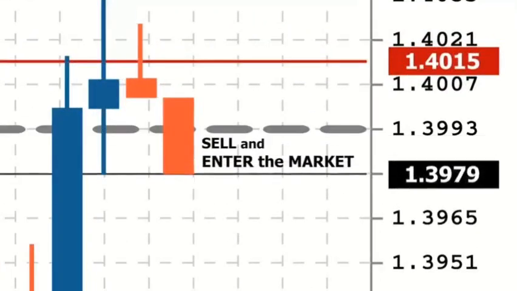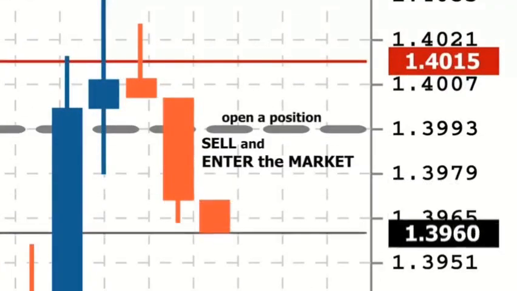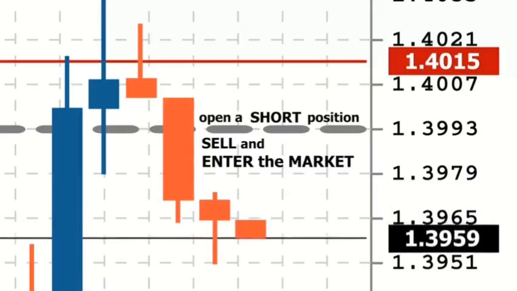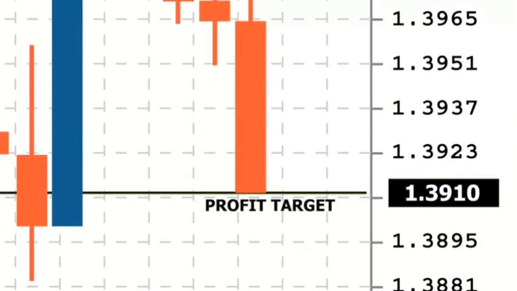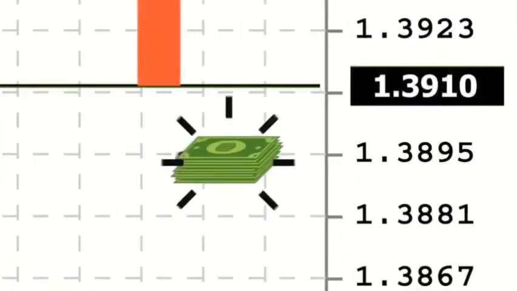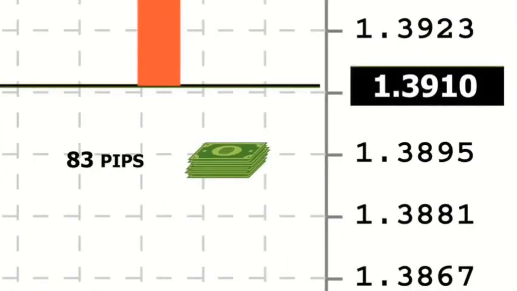You decide to sell and enter the market or open a position. In your case, a short position because you are selling. You are considered a bear. The price went down to 1.3910 and you close your position because you have reached your profit target. Close your position and exit the market. You have made a profit of 83 pips.